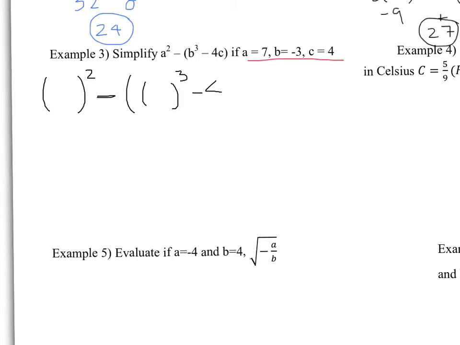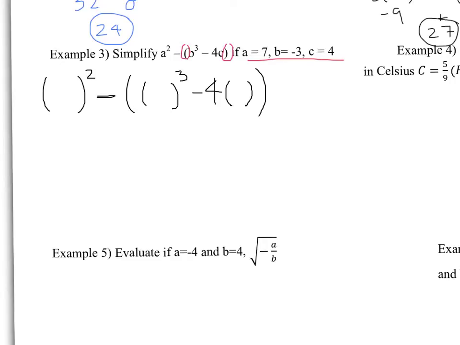Minus 4. I need to put some parentheses for C. Now, this parenthesis right here was there to begin with, so I'm going to write that on the outside. I want you to notice, this parenthesis and this parenthesis were there to begin with. I rewrote them. When I wrote out parentheses to substitute in my numbers, I had to create new ones.